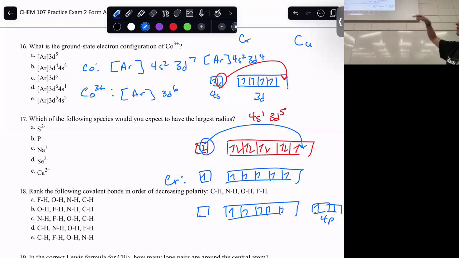So when you're removing your valence electrons, you take it from the highest energy level first. Isn't 3d the highest? Highest energy level in terms of number. So number, yes, yep.